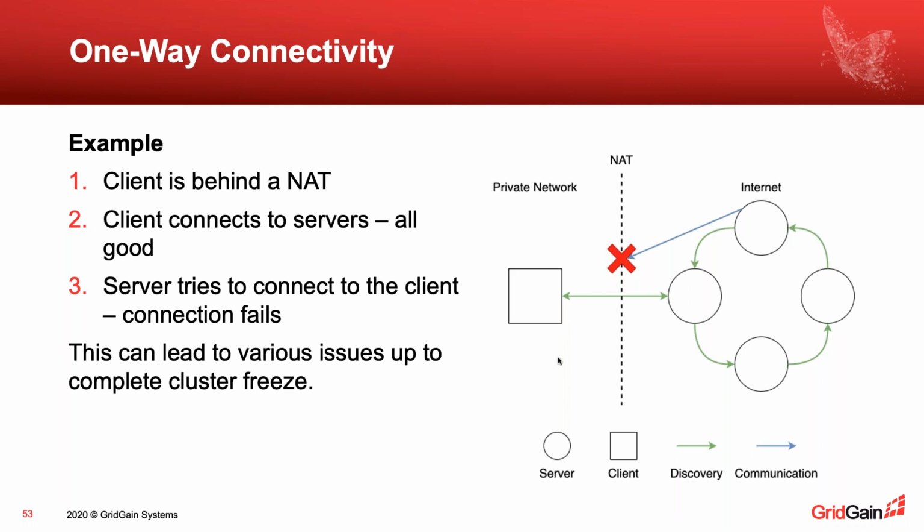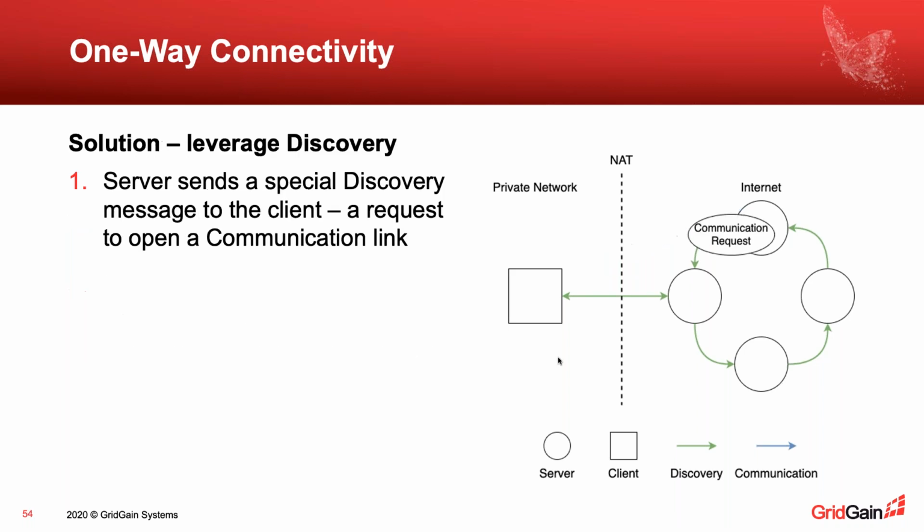Because this situation is totally unexpected. And the solution to that is what's called communication via discovery, or indirect communication. So if a server needs to establish a connection to a client and it can't, then it can use the discovery subsystem, which is always on, and discovery links are always on, and it can use discovery to establish communication.